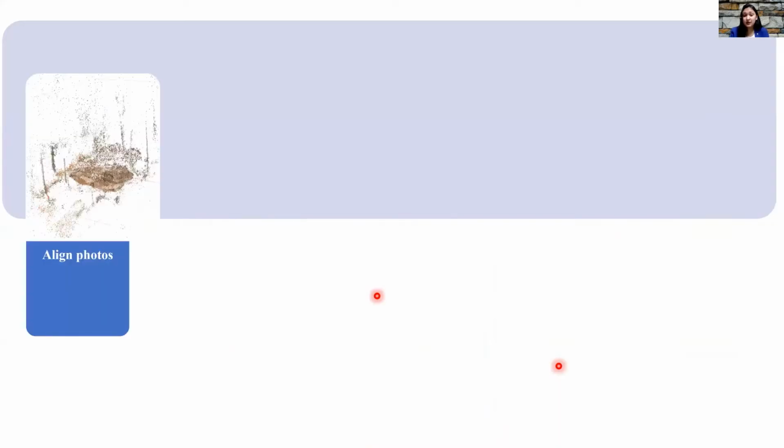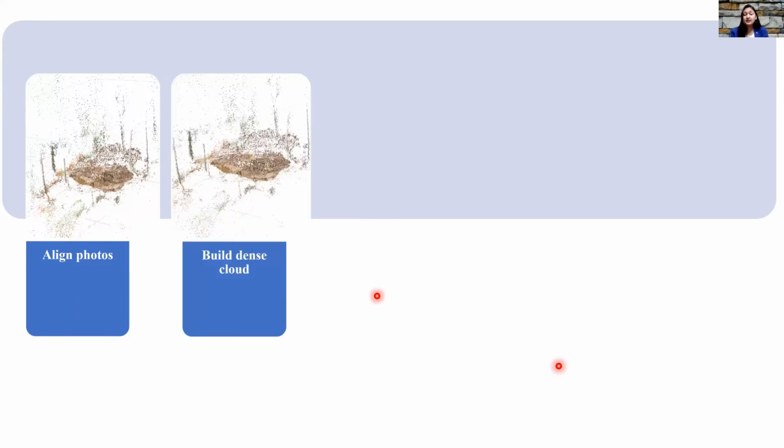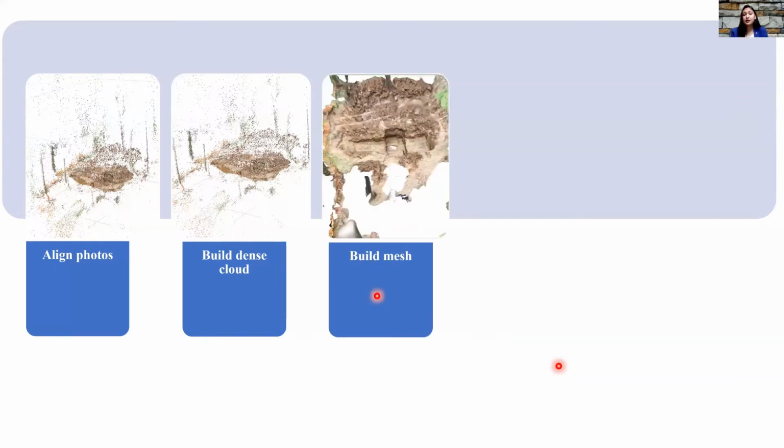This is how it looked. So first step was to align the photographs. So all 297 out of 312 images were aligned. A dense cloud was built around it. So slowly, the process builds layer upon layer.